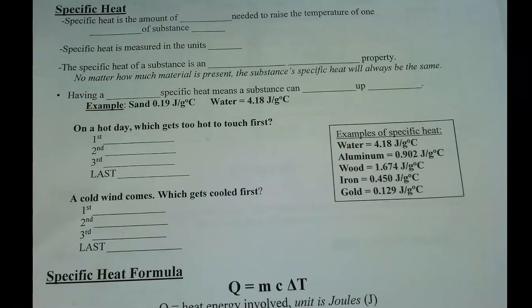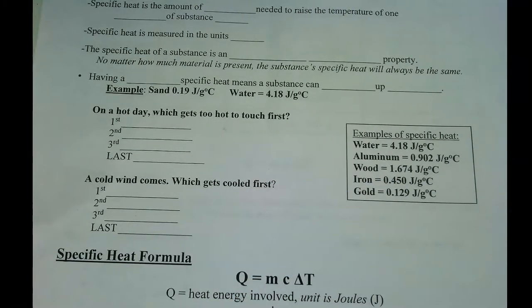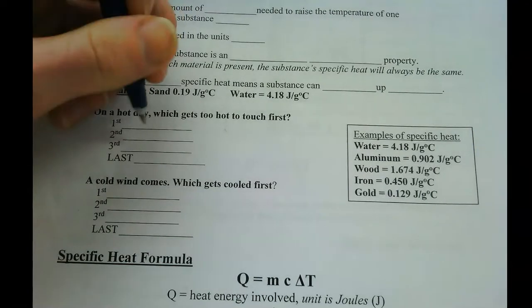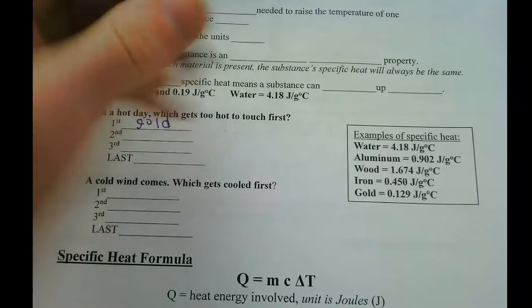So right now we're going to look at this list and order them. On a hot day, which would get hot to the touch first? That is actually going to be the lower number. So the lower something is, the hotter it will get. So our first one is going to be gold, because gold is the lowest number on the list.